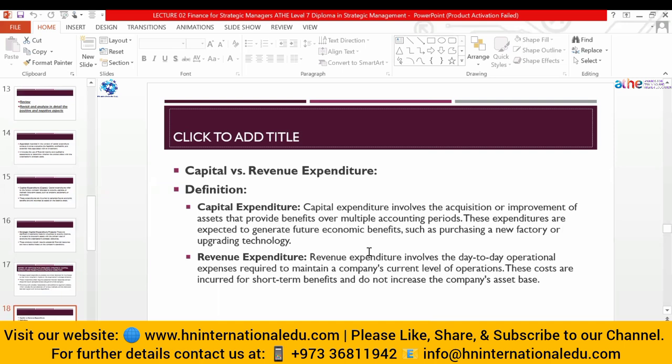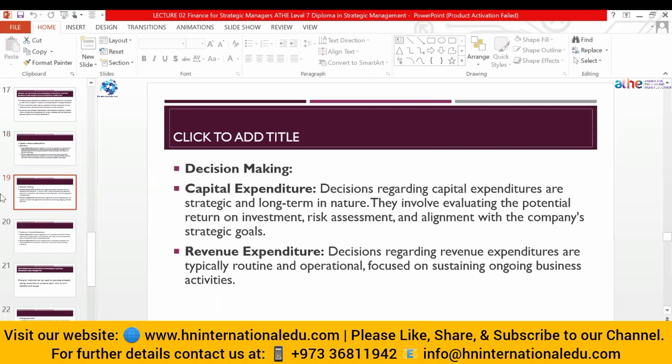These costs are incurred for short-term benefits and do not increase the company's asset base. When we work with revenue expenditure, the benefits are going to be there, but they're not going to be prolonged for more than a year. That's the short-term benefits. And with that, it won't increase the base of the company's assets too. It's very difficult to work with the assets, whether it's non-current or current assets. That is, you're not going to expand your business size and premises, everything.